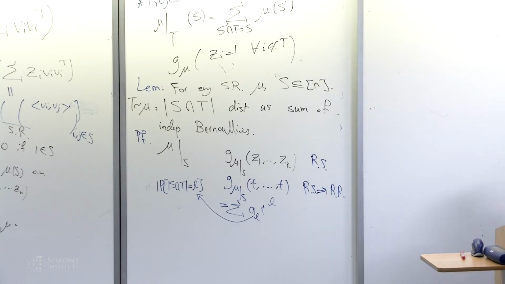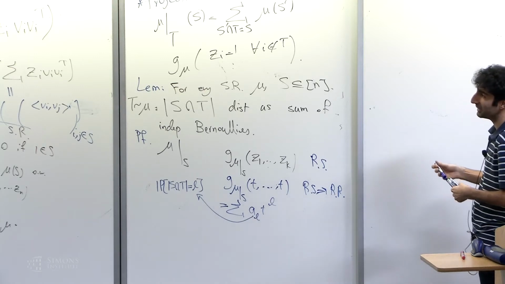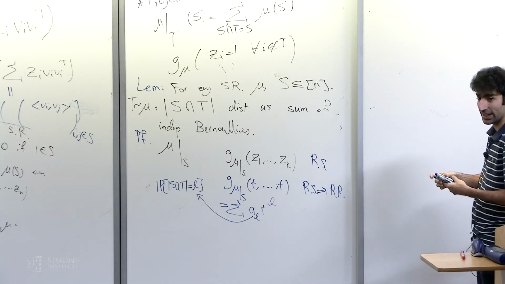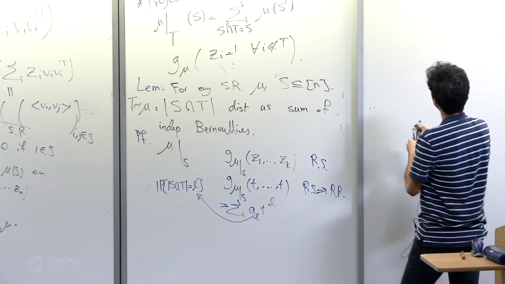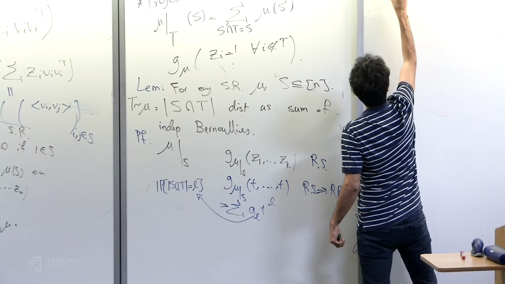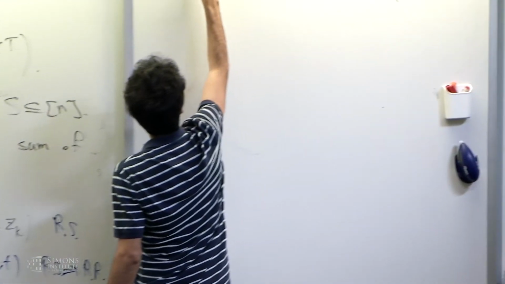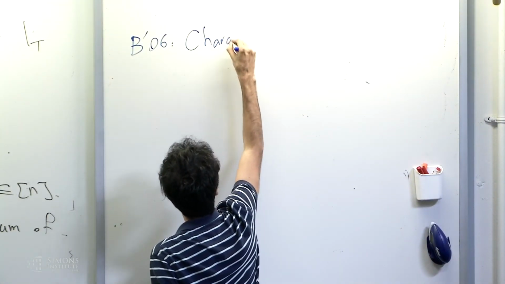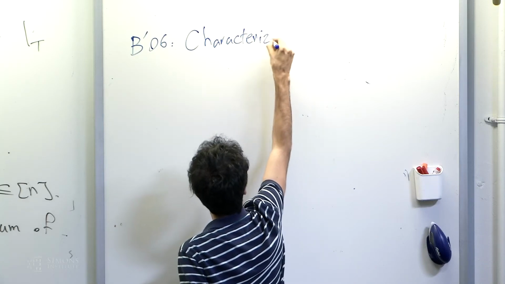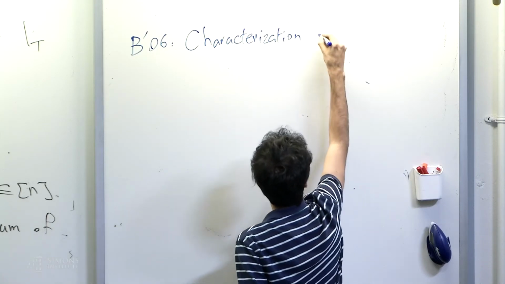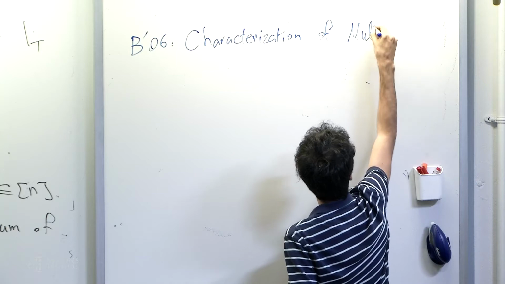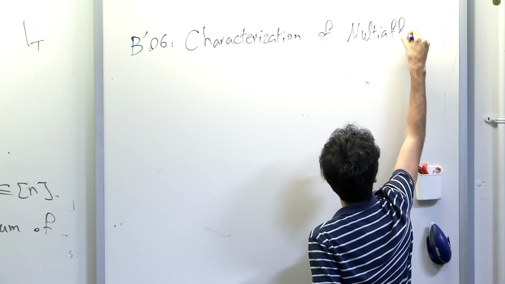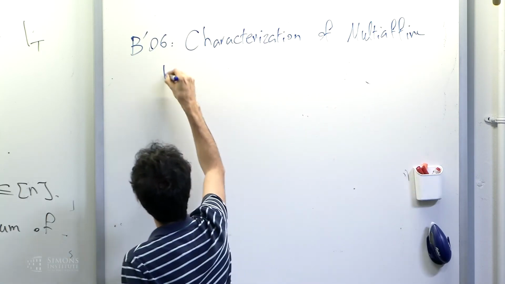Okay, good. So now I want to tell you about another property of strong Rayleigh distributions called negative correlation. But before that, I need to state a theorem of Brändén, from book 6, I think. It's a characterization of multi-affine real stable polynomials.